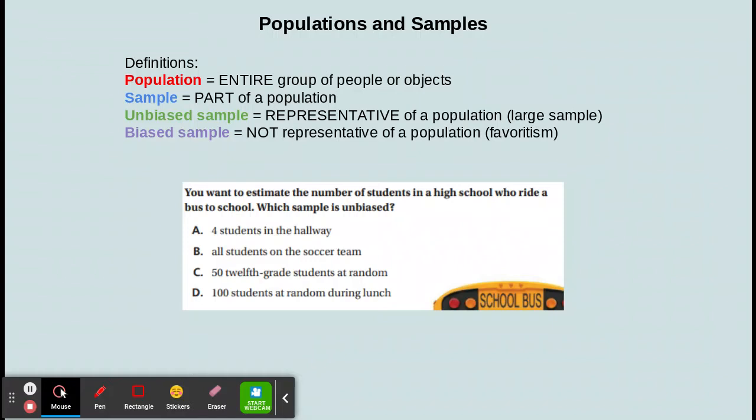B, all students on the soccer team. Well, that's just selecting one part of the school, right? There are many students besides the students on the soccer team. So you're just selecting a select group and it's too small. C, 50 12th grade students at random. Well, this one's a little better because it's at random, but you're only selecting 12th graders. You also need to have your freshmen, sophomore, and juniors included in that random sample. So C is also biased. Then you have D, which has 100 students at random during lunch. And so I believe D is the best example of an unbiased sample.